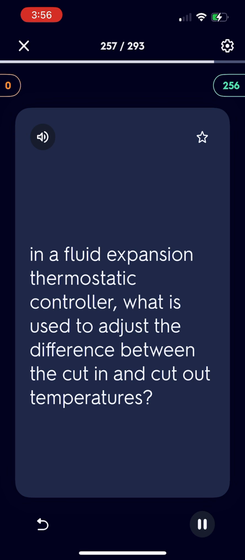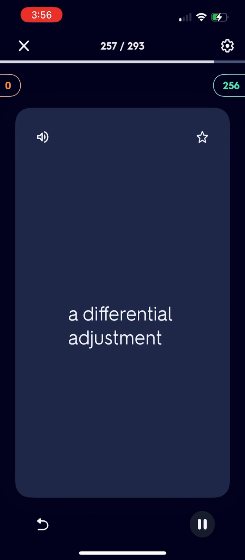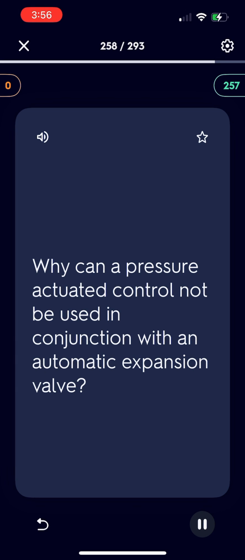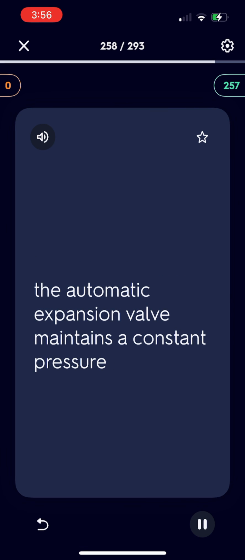In a fluid expansion thermostat controller, what is used to adjust the difference between the cut-in and cut-out temperatures? A differential adjustment. Why can a pressure-actuated control not be used in conjunction with an automatic expansion valve? The automatic expansion valve maintains a constant pressure.